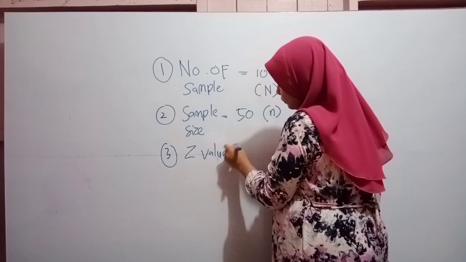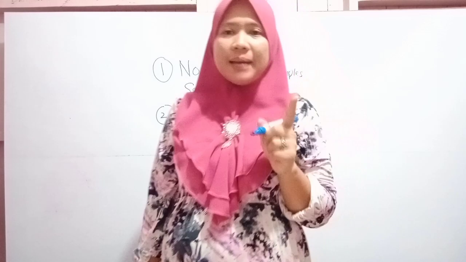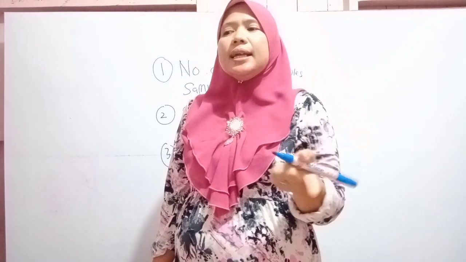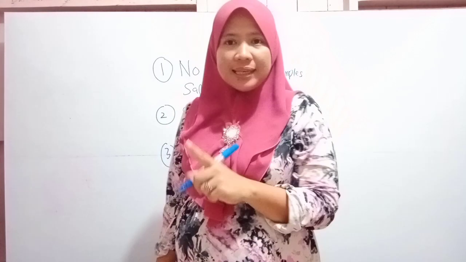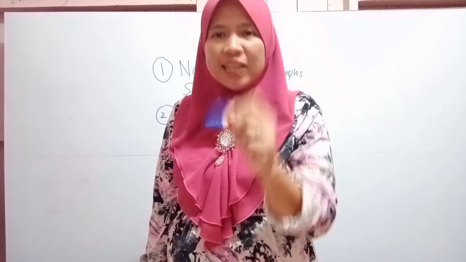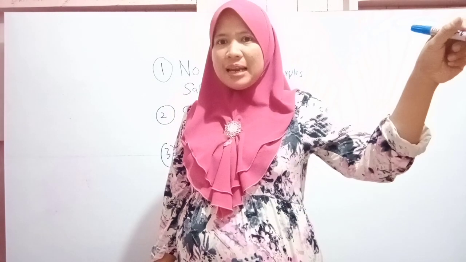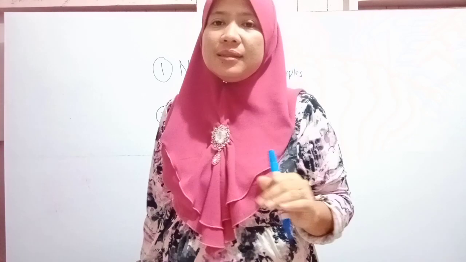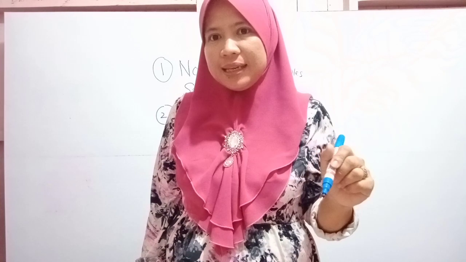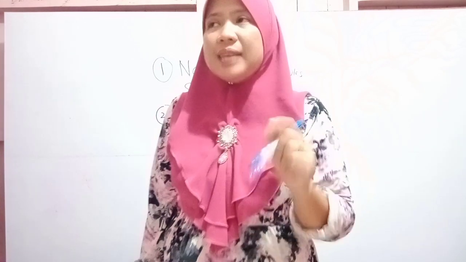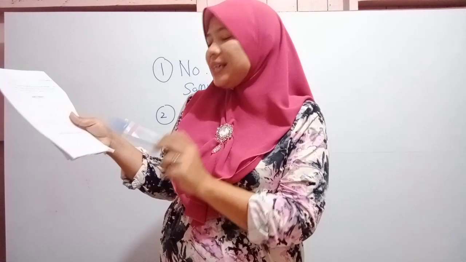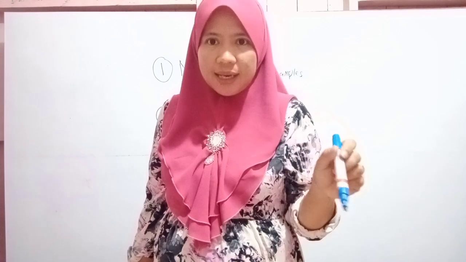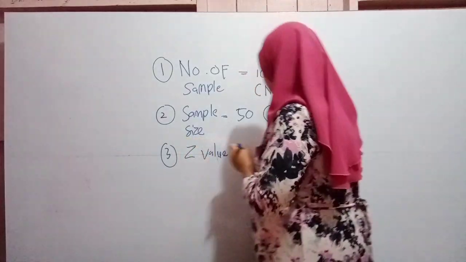Remember class, sometimes in question Z value will be given by the question, but sometimes dia tak bagi. So bila dia tak bagi, dia akan bagi tahu percentage of Z value sahaja. Macam saya explain dalam teori, kita ada 3 Z value. So you kena ingat percentage dia tu berapa, and then you kena convert kepada Z value sendiri. Faham tak? So Z values dalam soalan ni dia bagi. Dia kata develop a P chart with Z value equals to 3. So Z equals to 3.